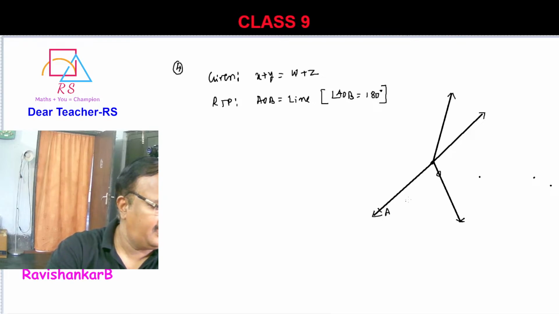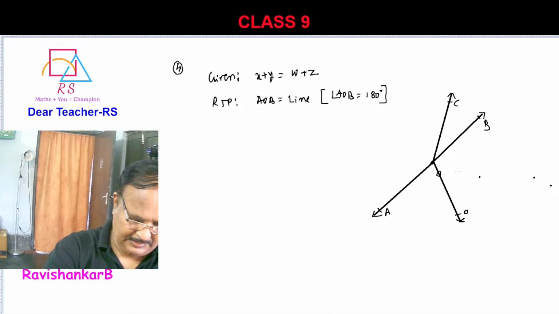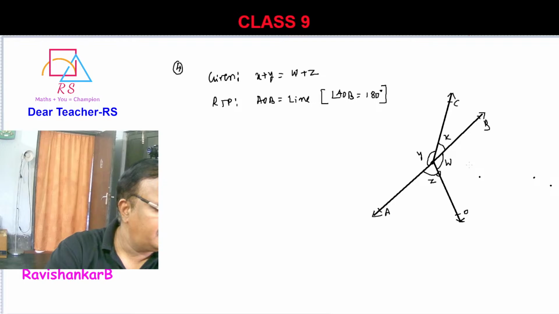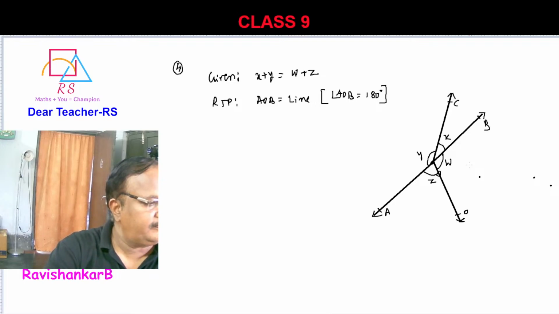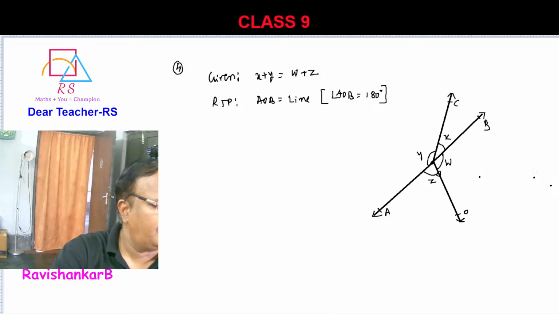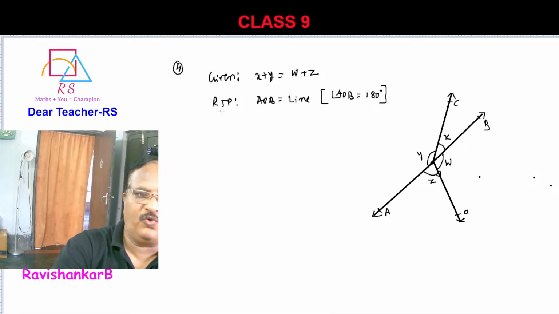And this is A, and this is B, and this is C, and this is D, and this is x, this is y, and this is z, and this is w. Okay. So now let us start proving this.